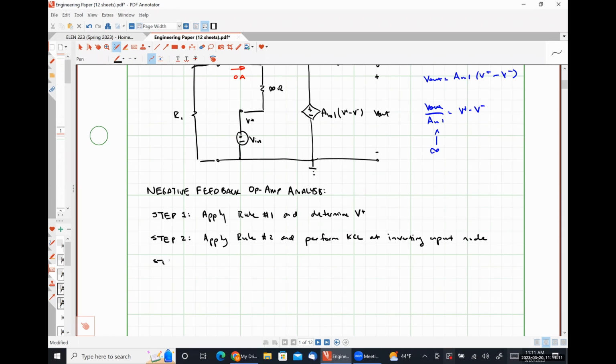And step 3 is simply solve the KCL equation for V out. So if we can apply these 3 steps, we will be able to analyze pretty much any single stage op-amp circuit that we're going to look at in this particular class.